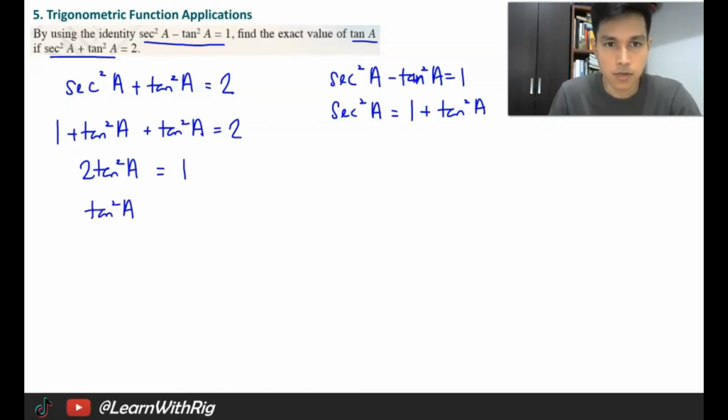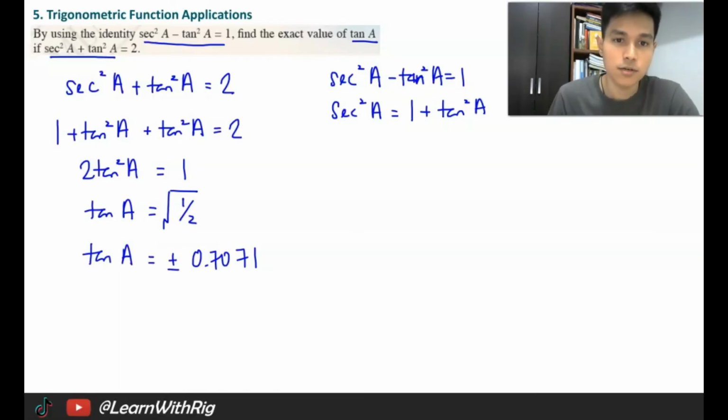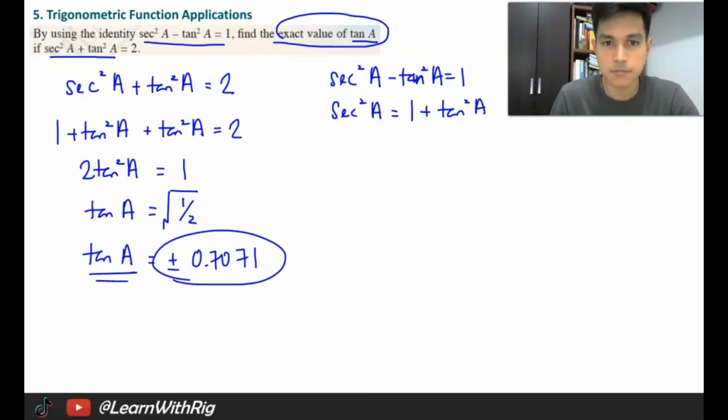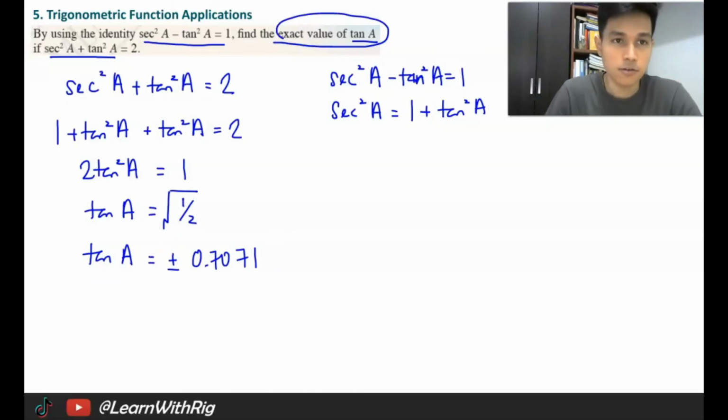So tangent square a equals 1 over 2, or I can straight away just find tangent a, and then don't forget to square root. So then you can simplify your 1 over 2, you should get plus minus, because square root means there is positive and negative, right? So that means you get plus minus 0.7071. Okay, tangent a. Do you have to continue? Answer is no. You don't have to find the angle a, because they said find the exact value of tangent a. That means they want you to find what is tangent a. So tangent a is this. Okay, so that's all. You don't have to find the angle.